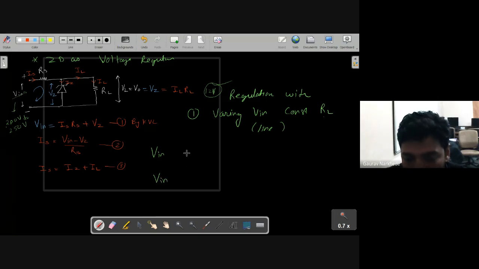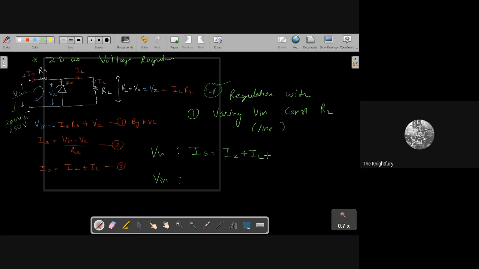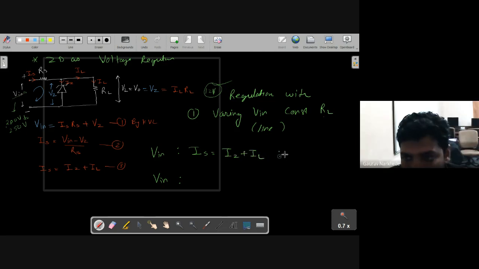Now, अभी सुनिए, V in and then I will just write an equation. What is your equation? Our equation is IS is equal to, बोलिए, IZ plus IL, okay? And finally what you want, output? Output is nothing but IL into RL. ओके, सो ये पूरा मैं यहाँ पर लिख देता हूँ. IS is equal to IZ plus IL, right, and V0 is equal to IL into RL, right.